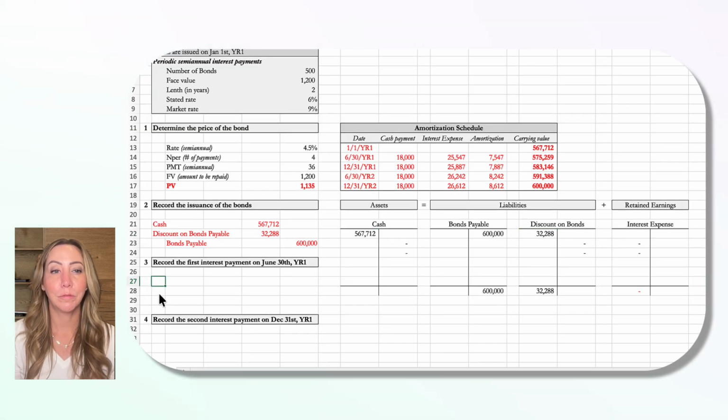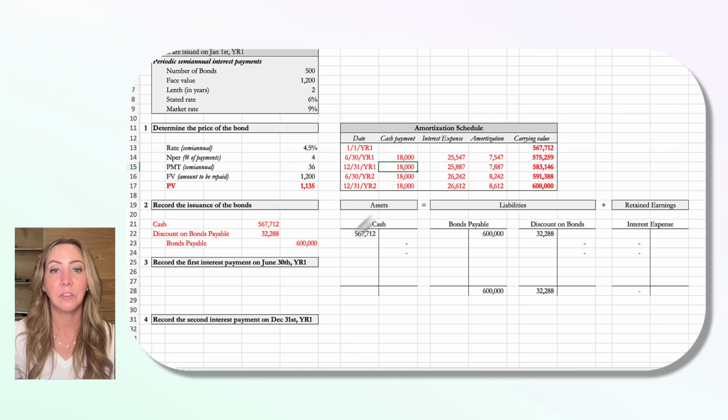Now let's record our first 2 interest payments. So on June 30th, we have to make our first interest payment. And fortunately, our amortization table tells us exactly what to do. We are going to credit cash. We have to make an $18,000 payment. Remember, that is at 6%. So if you look at these formulas, that full column is taking the payment and multiplying it by the bonds, the number of bonds available. Okay, so that is our cash payment, $18,000.